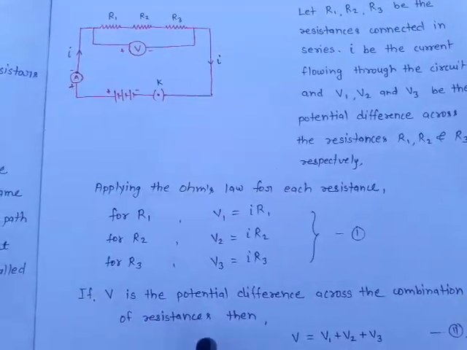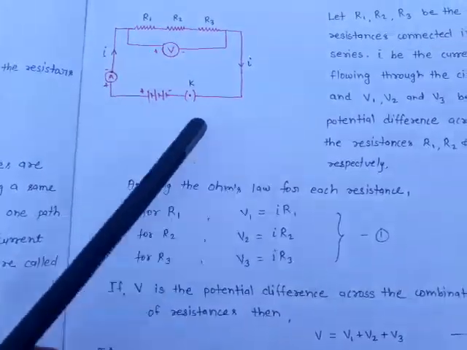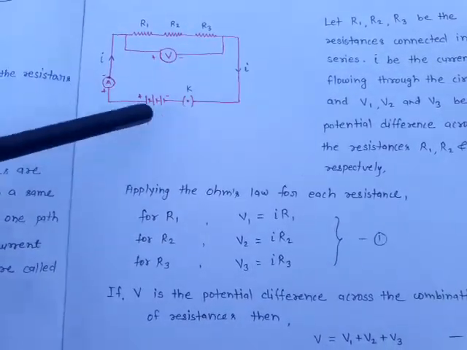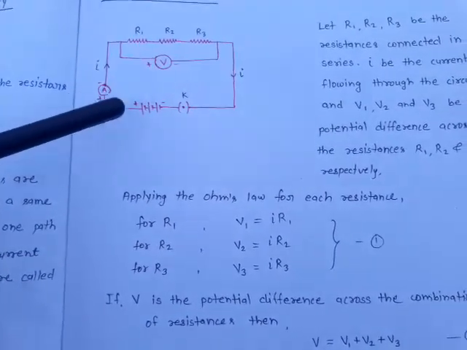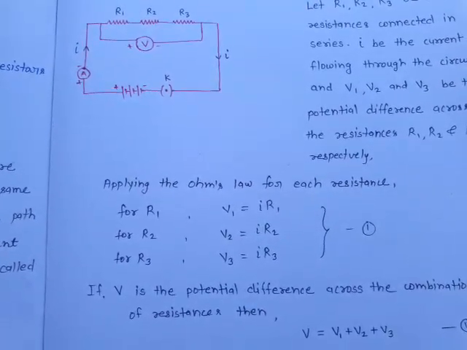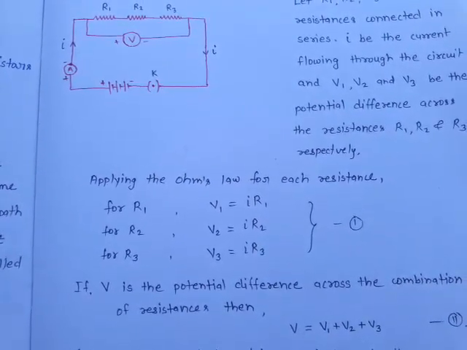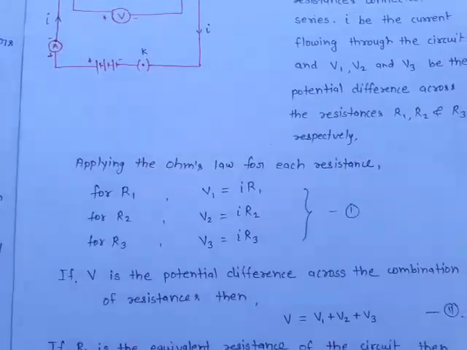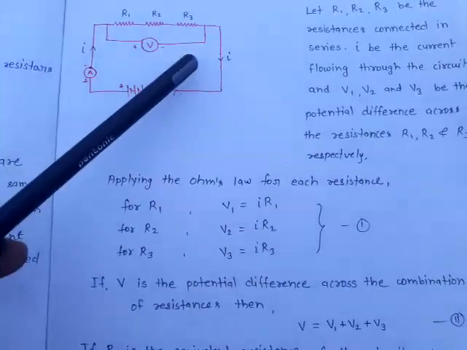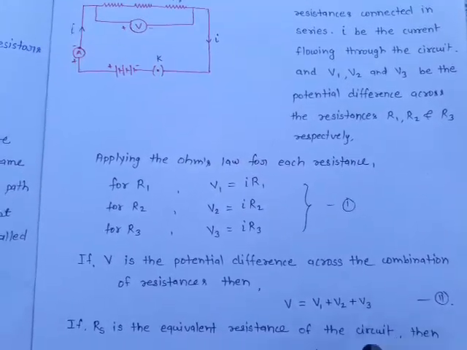Let capital V be the potential difference across the combination. That is, in the whole circuit, capital V is the potential difference across the whole circuit, and we write that the total potential difference across a combination of resistances in series is equal to the sum of the potential differences across the individual resistors. Here the individual resistors have potential differences V1, V2, V3, so we write the sum: V is equal to V1 plus V2 plus V3, which is equation number 2.